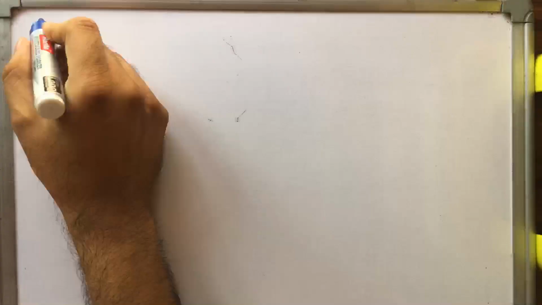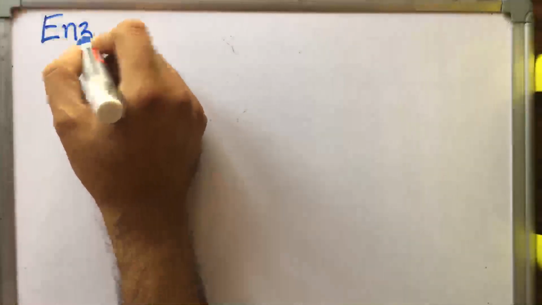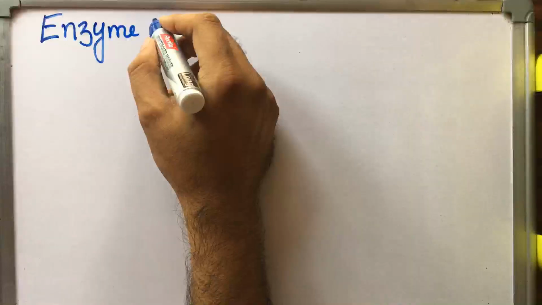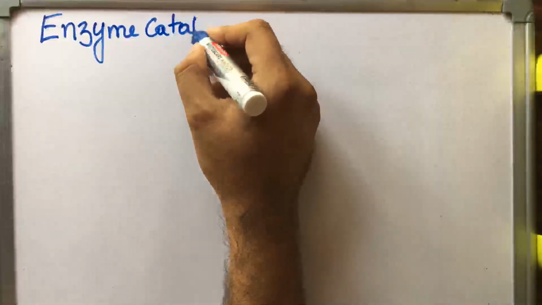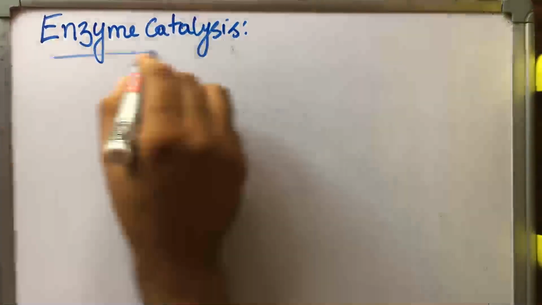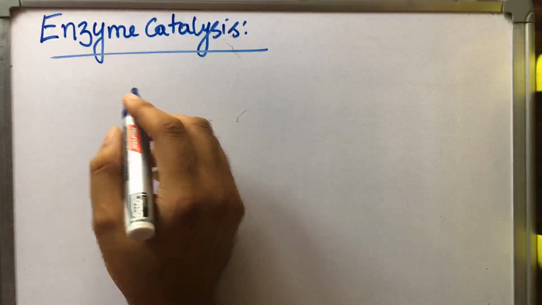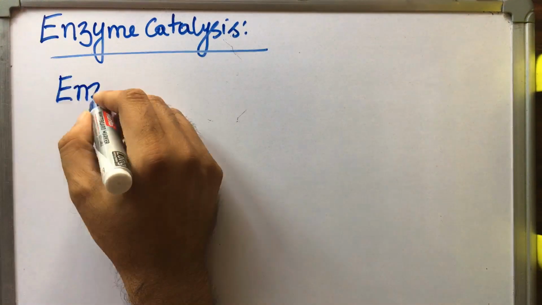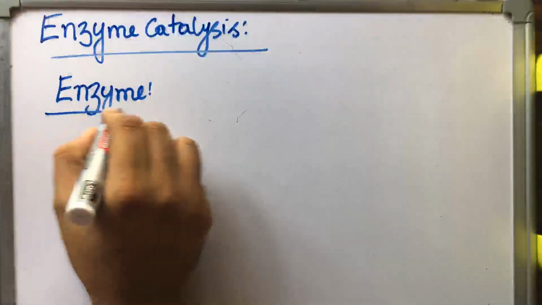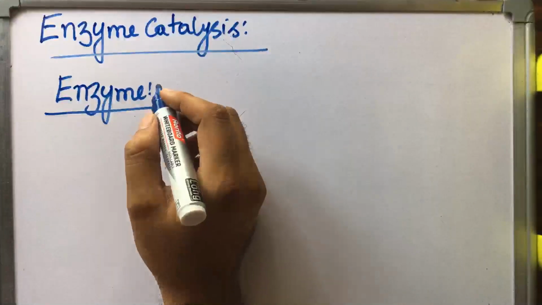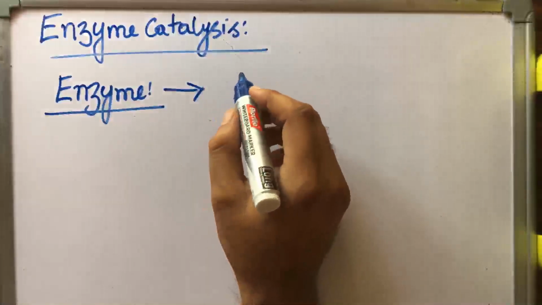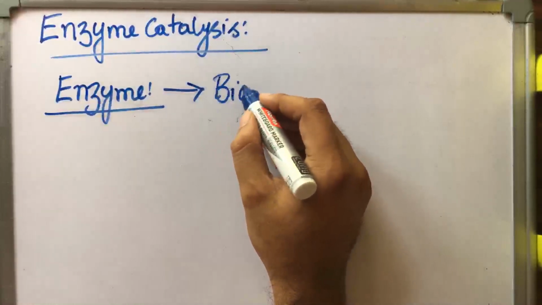Okay, students. Next we have to study enzyme catalysis. First of all, we should know what an enzyme is. A simple definition for an enzyme. Biology students, can you tell me what you think an enzyme is? Simply, if I should say, enzymes are biological catalysts.